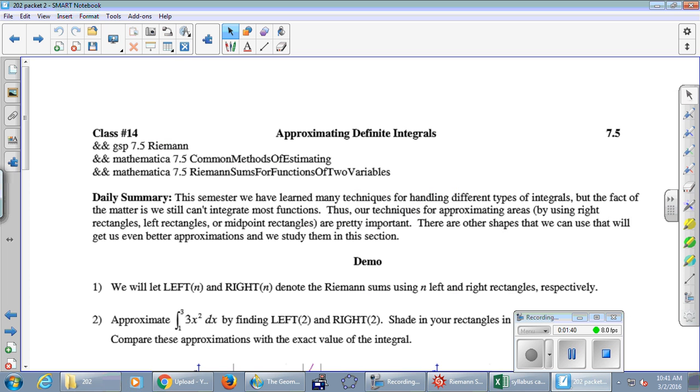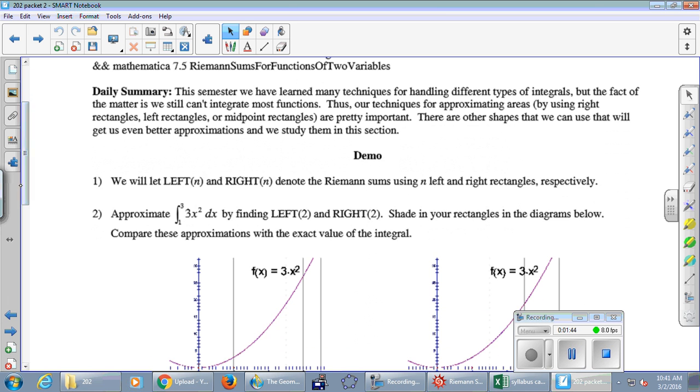Okay, so here we are at the top of page 9, our daily summary. This semester we have learned many techniques for handling different types of integrals, but the fact of the matter is we still can't integrate most functions. If you just make a function up, the odds are we won't be able to find an antiderivative of it. If you just make something up, it's not hard to make one that's impossible to antidifferentiate.